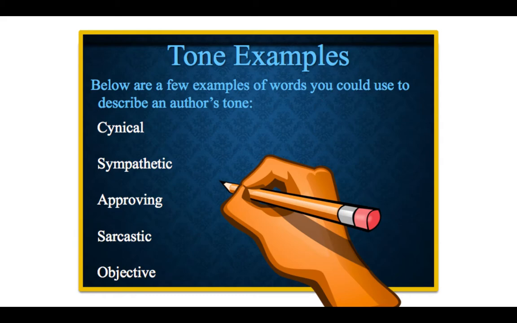It could be cynical, which is like bitter and angry. Sympathetic, which is like feeling sad or feeling emotional towards someone. Approving, sarcastic, even objective, like they don't agree with what's going on.